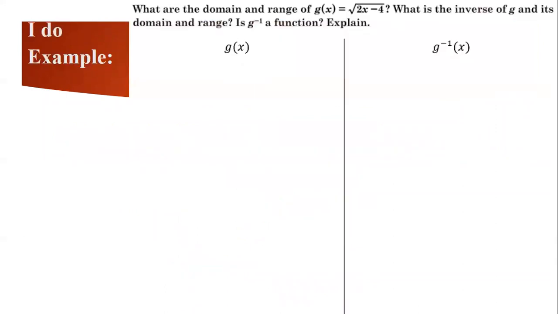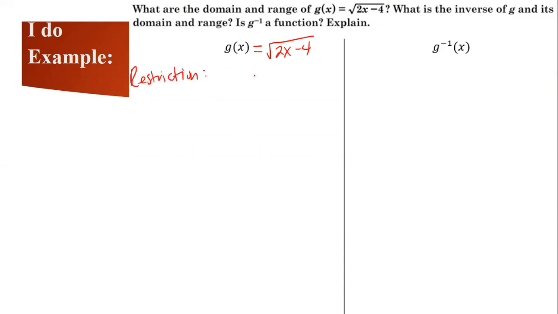Diving in. So the first function we have, what are the domain and range of g of x equals the square root of 2x minus 4? What is the inverse of g in its domain and range? Is g inverse a function? Explain. All right, so we know that g of x equals the square root of 2x minus 4. Okay, the first thing we're going to do, because this is a square root, is we're going to find its restriction.